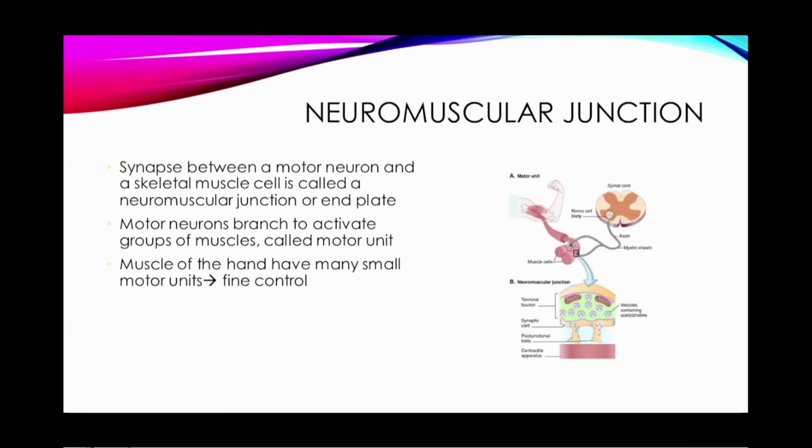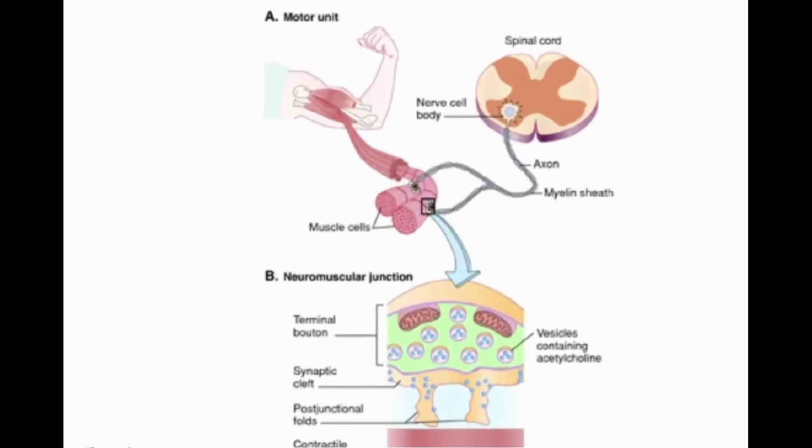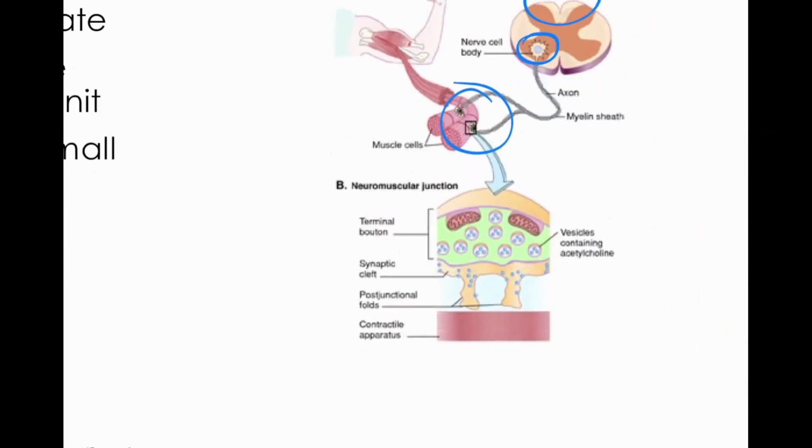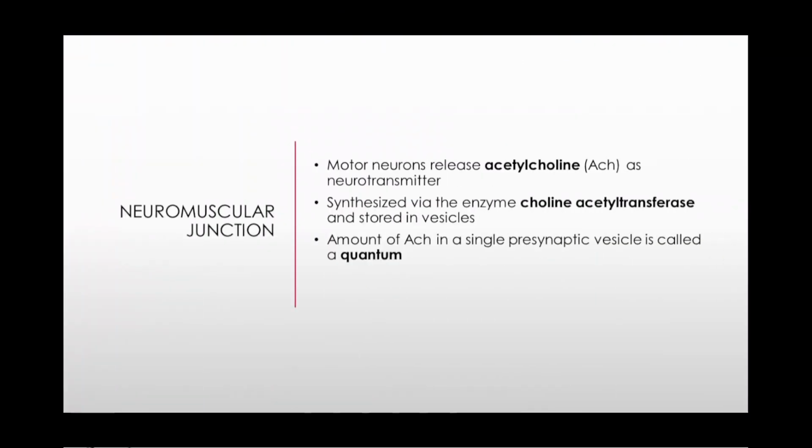So here's our neuromuscular junction. We have our spinal cord. We have this nerve that comes all the way down from the cell body, and then that nerve attaches itself to the muscle and innervates it to allow movement and activity to occur. So this is what the neuromuscular junction is, where they combine and come together.